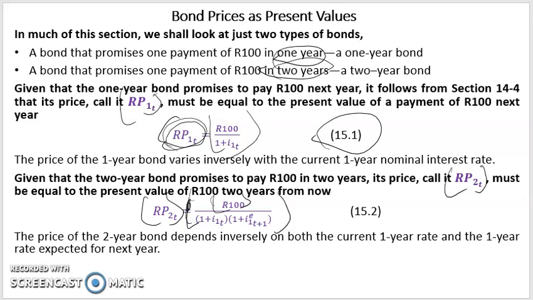It's the 2-year discounted value of what is promised to be paid by the bond, which is 100 Rand. So we simply discount the 100 Rand by the 2-year interest rate or interest payment promised by the bond. So this tells us that the price of the 2-year bond depends inversely on both the current 1-year rate and the 1-year rate expected next year.